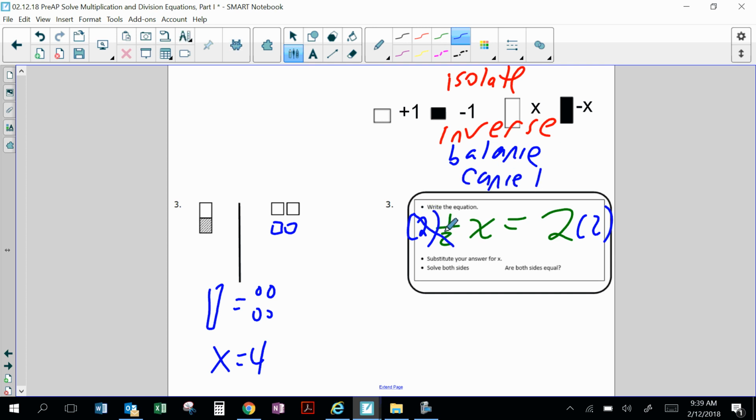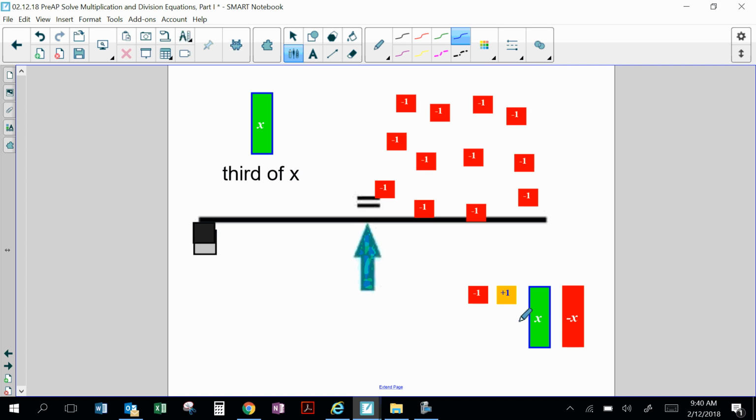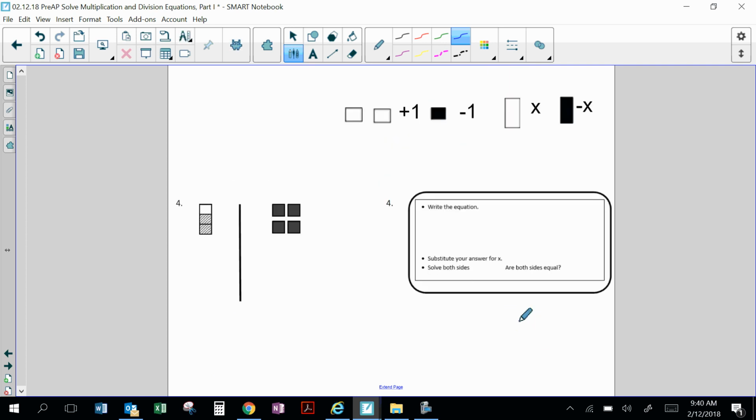Because what's half of 2? 1. So it cancels. X equals 4. And our drawing shows that. Now number 4.